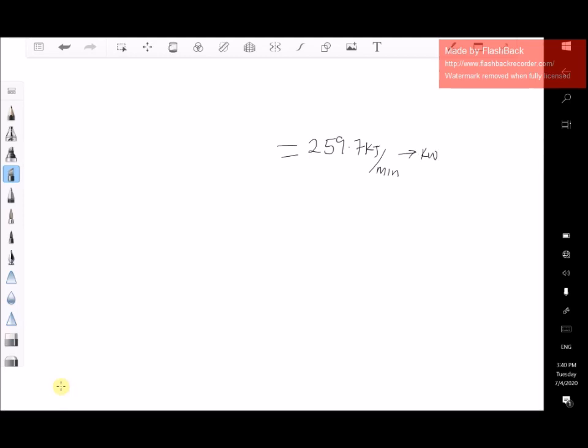To convert these to kilowatts, we multiply by 1/60. So it becomes 259.7 times 1/60. That gives us 4.3 kilowatts. So this is the compressor power of the system.